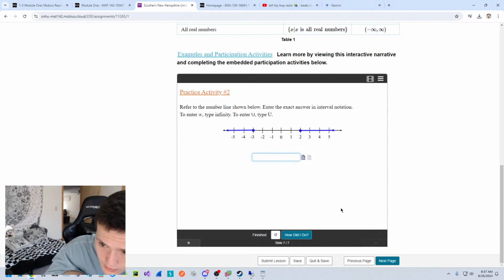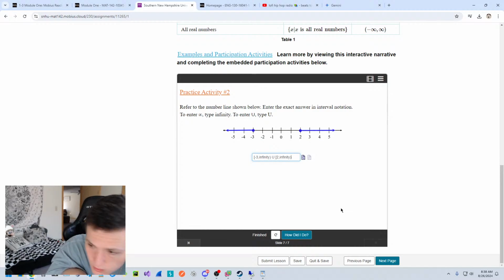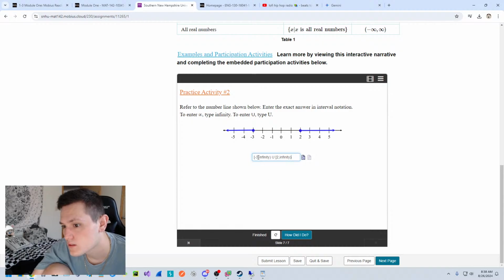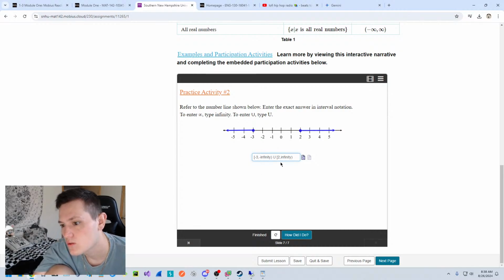This would be bracket -3, infinity. I need to put negative infinity, I'm pretty sure. I wonder if I need to put, I don't think it matters.